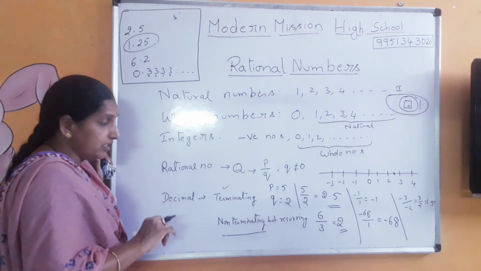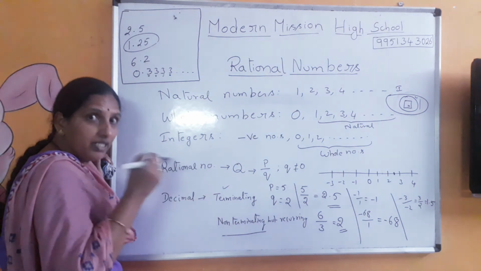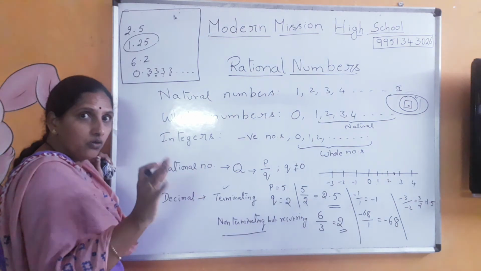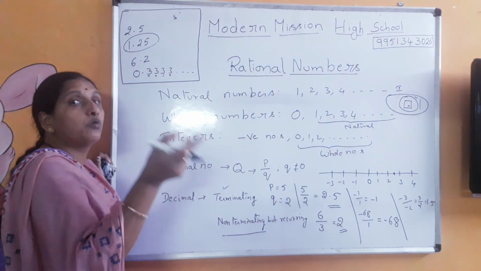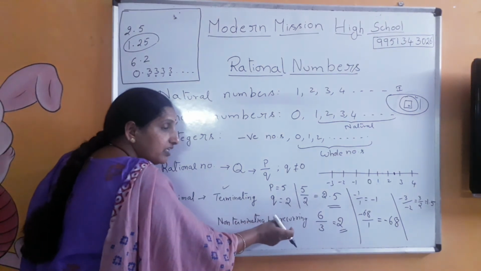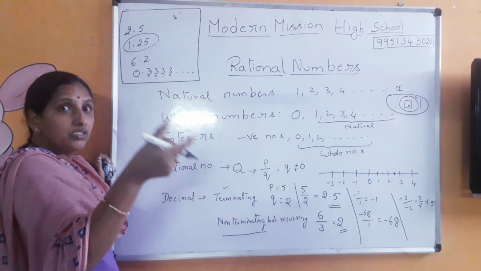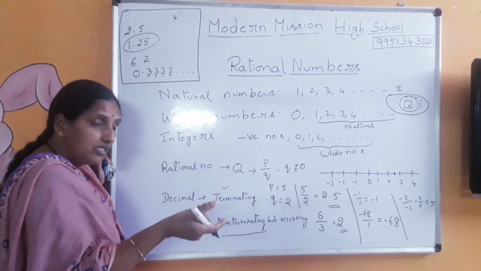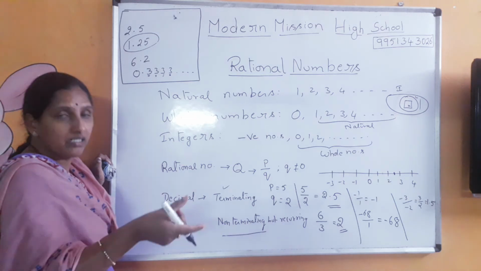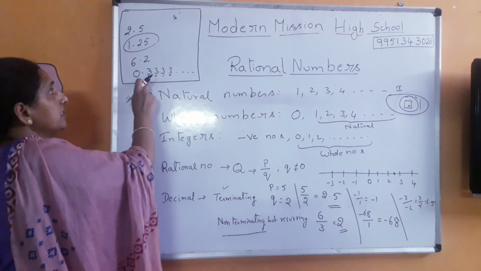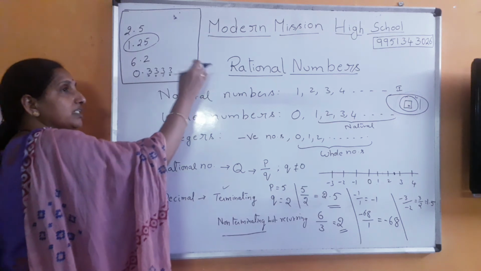Now the point here is, if it is non-terminating, can you say directly that it is not rational? No. You have to check one more point. If it is non-terminating, you have to see whether the values are repeating. If the digits are repeating, we call them recurring. Say 0.33333, where 3 is repeating here.